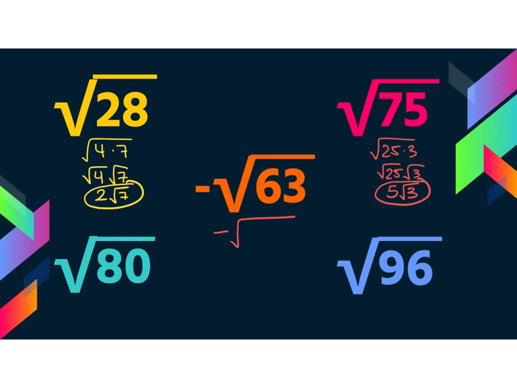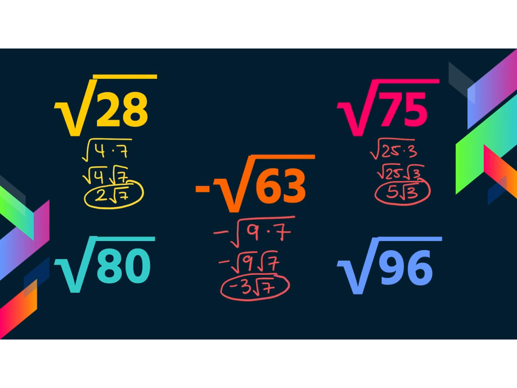I know that 63 is divisible by 9. 9 is a perfect square, so that's great. 9 times 7. I'm going to rewrite it as the square root of 9 times the square root of 7. The square root of 9 is 3, so negative 3 square root of 7. I cannot simplify the square root of 7 any further, so we have our final answer.